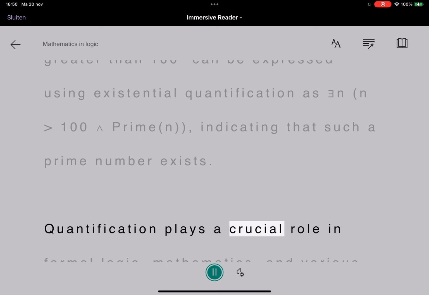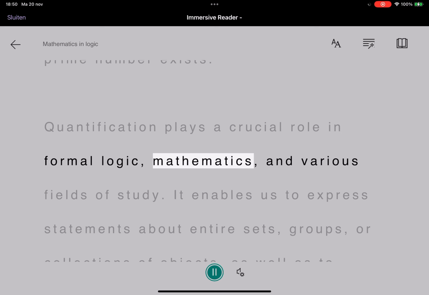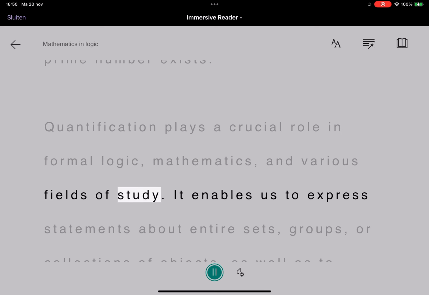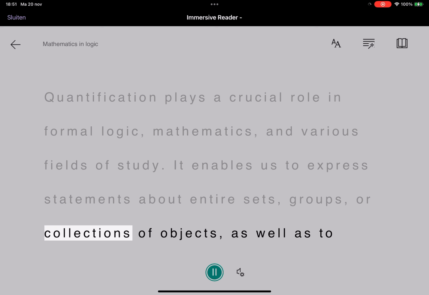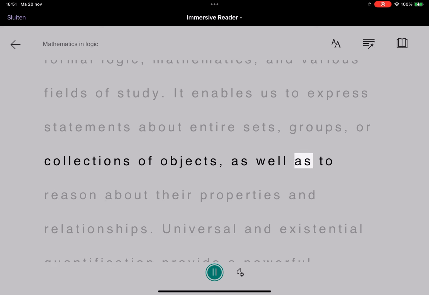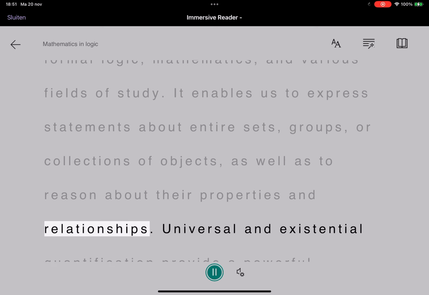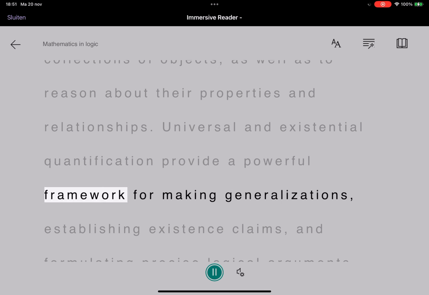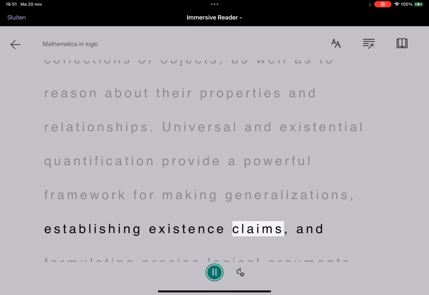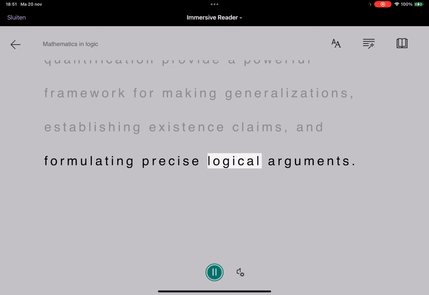Quantification plays a crucial role in formal logic, mathematics, and various fields of study. It enables us to express statements about entire sets, groups, or collections of objects, as well as to reason about their properties and relationships. Universal and existential quantification provide a powerful framework for making generalizations, establishing existence claims, and formulating precise logical arguments.